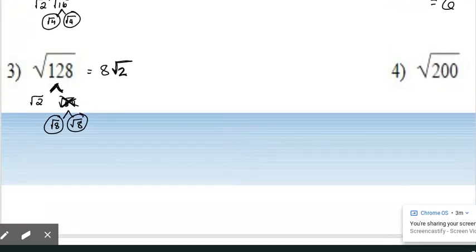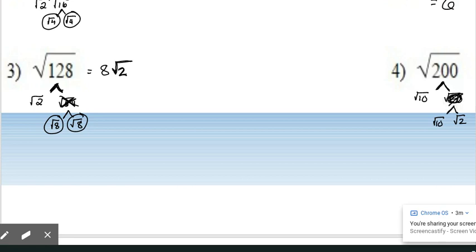Square root of 200. Well, there's many different ways, so I'm going to do this one a little bit differently. So you're going to see this one broken down a little bit further. Square root of 200. Well, I see it ends in a 0, so I know I can divide it by 10. Square root of 10 and square root of 20. Well, square root of 20 ends in a 0, so I know I can divide that by 10. Square root of 10, see, 20 divided by 10 is 2, so square root of 2.